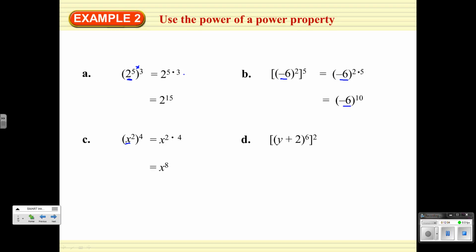And the last example is (y plus 2) to the 6th, squared. Well, what's my base? Yeah, it's a quantity. It doesn't matter. My base can be a quantity. So there's my base. It stays the same. Notice my base didn't change, just like it didn't change here or here or here. My base will not change. So now I have (y plus 2) to the 12th power. And I cannot distribute that into that parentheses. Okay? All right, your turn.